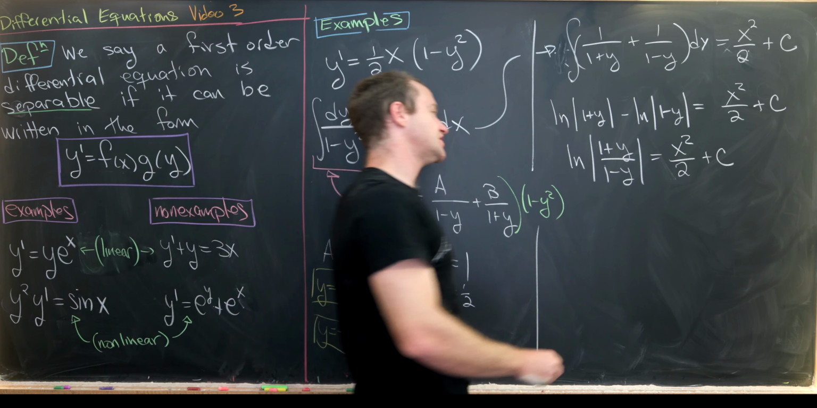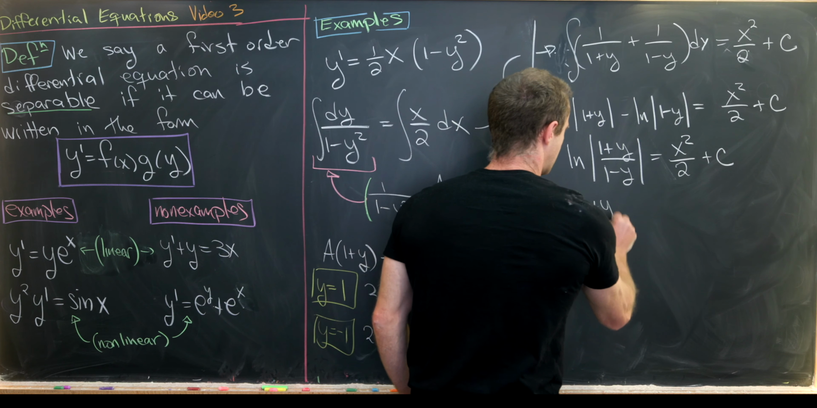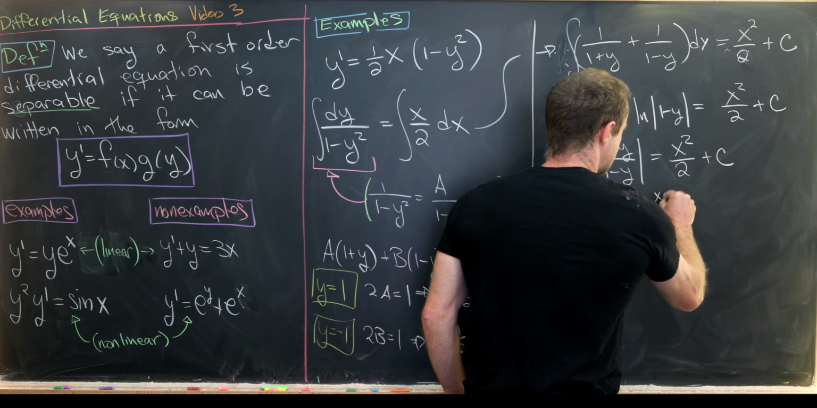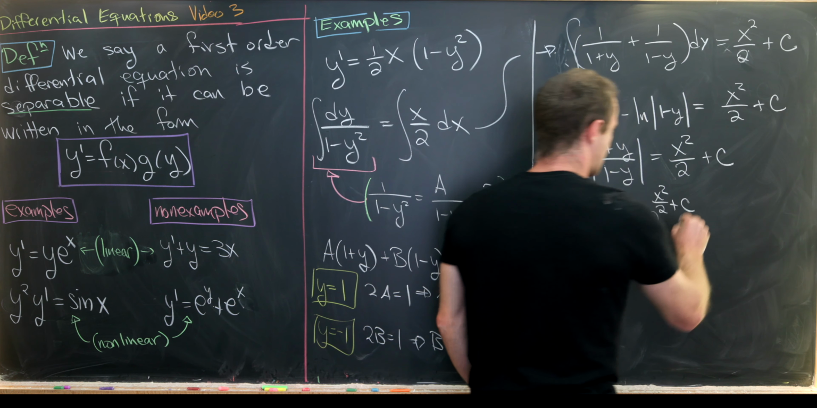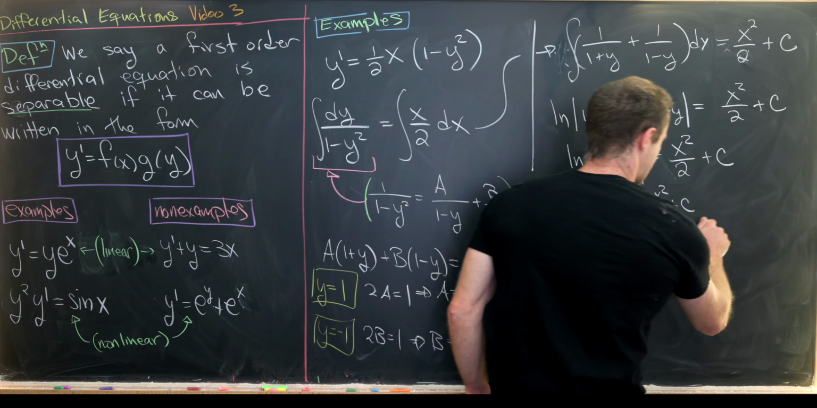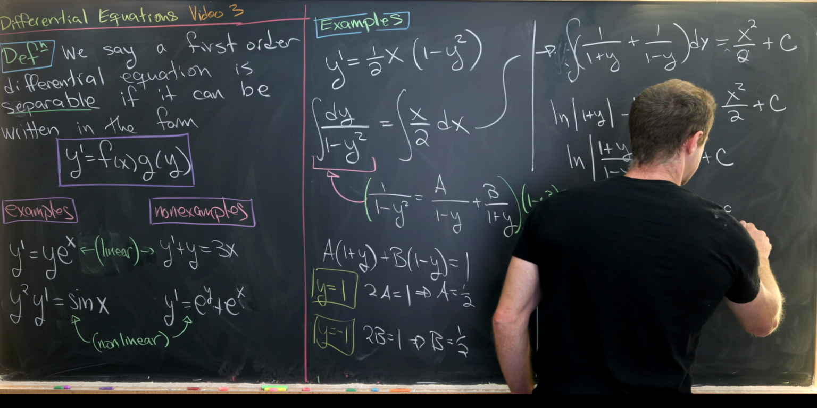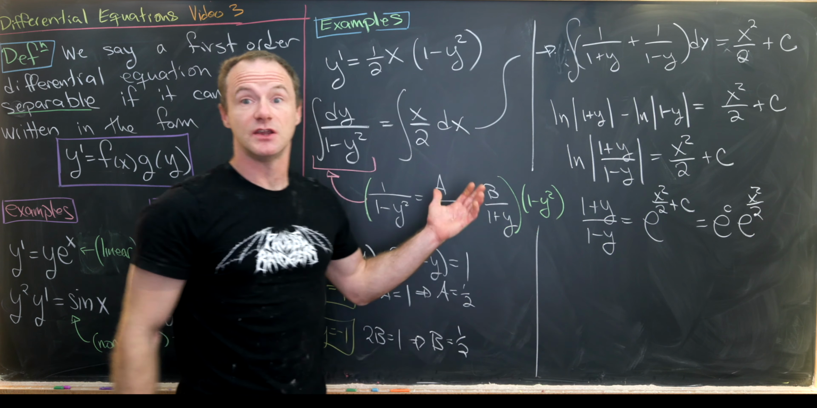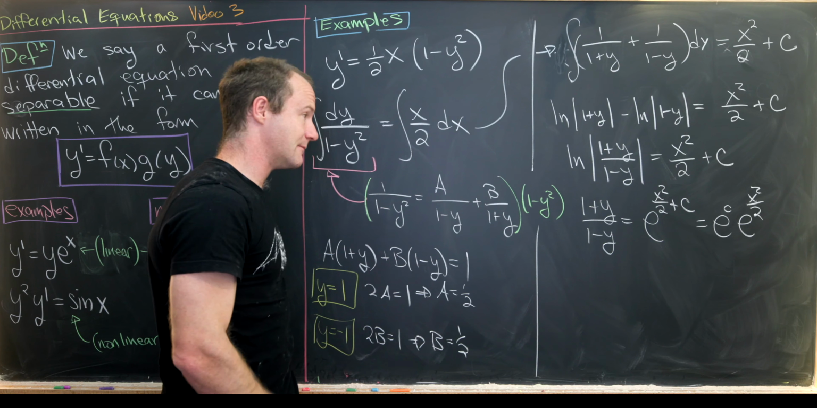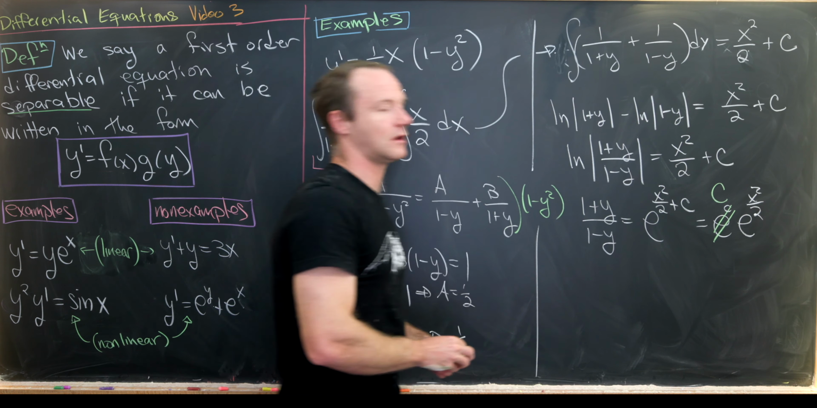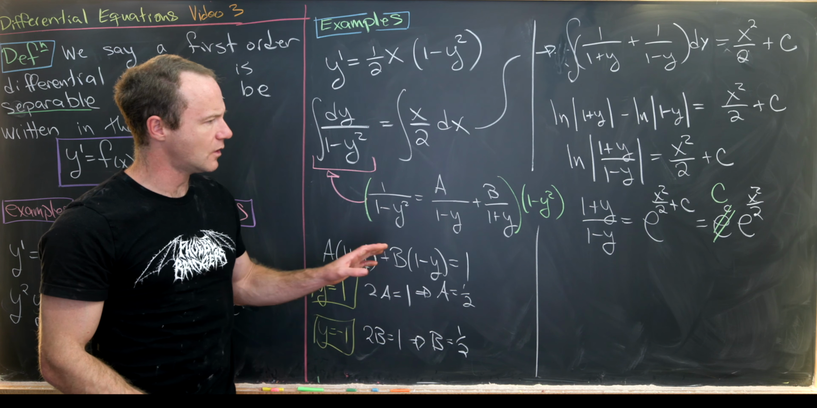We can exponentiate both sides. That'll give us 1 plus y over 1 minus y equals e to the x squared over 2 plus a constant. But now I'll use exponent rules on the right-hand side to write that as e to that constant times e to the x squared over 2. But then, you guessed it, I'm going to rename e to that constant just equal to a new constant, which I'll also call c. Okay.